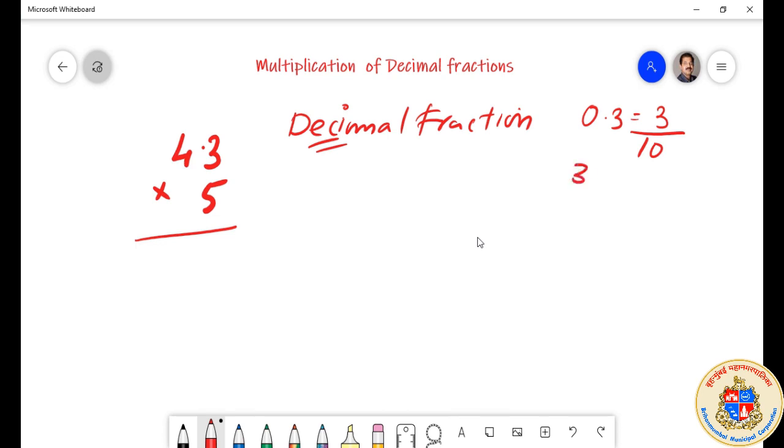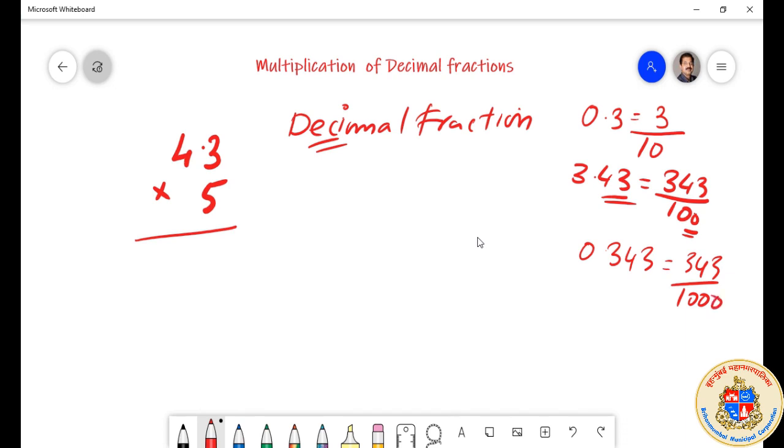If it is 3.43, you can write it as 343 upon 100, क्योंकि 2 decimal है तो 10 into 2, again 10. If it is 0.343, you will write it as 343 upon 1000. That means the decimal fraction always has a denominator which is a multiple of 10. That is why उसका नाम ही ऐसा हो गया, decimal fraction.